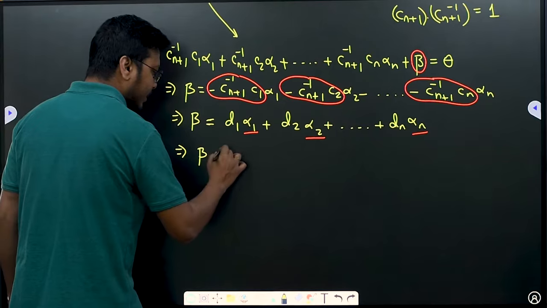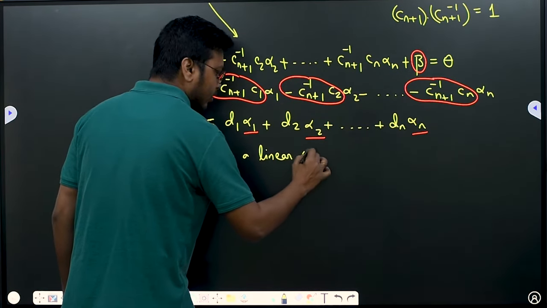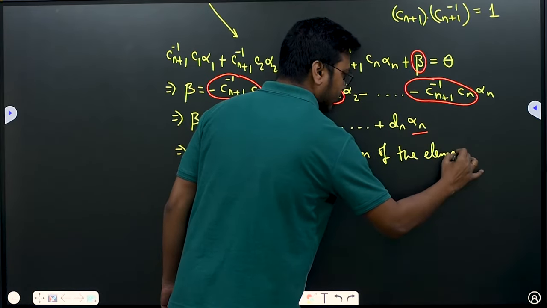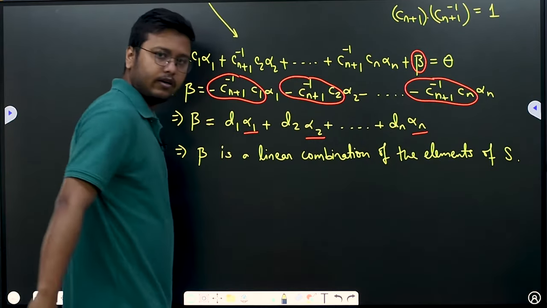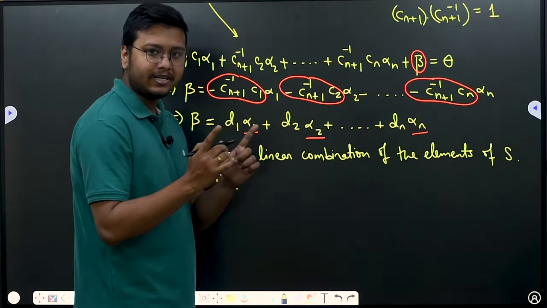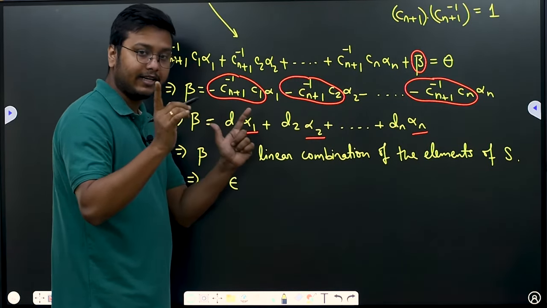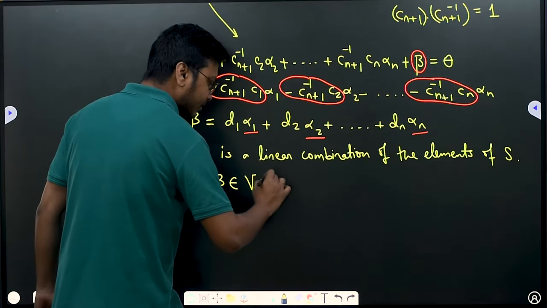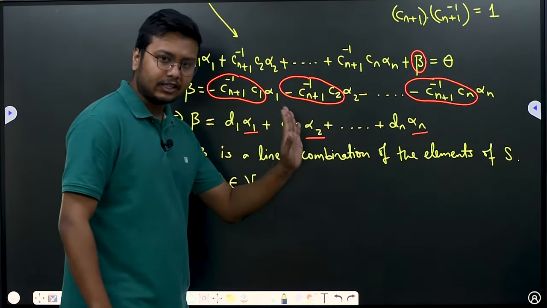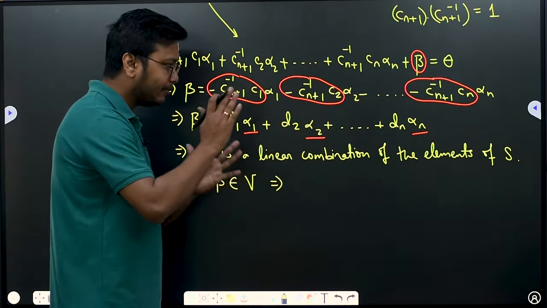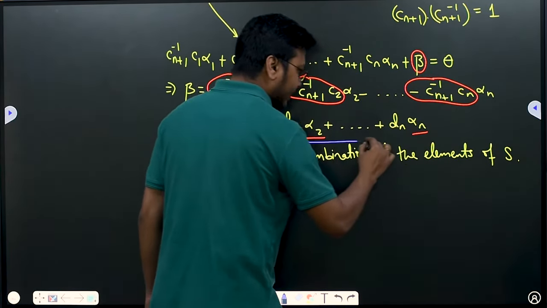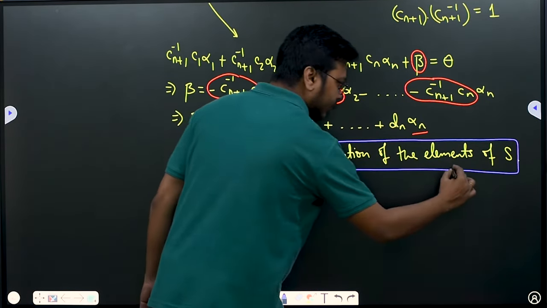So this implies beta is a linear combination of the elements of S, right? I had taken beta arbitrarily from the vector space. So remember, I've taken beta arbitrarily, so beta belongs to the vector space, but specifically not from the S set. Let me do that specific case before I come to the generalized statement. For now, just remember this statement that we have got. Let's call this statement number one.